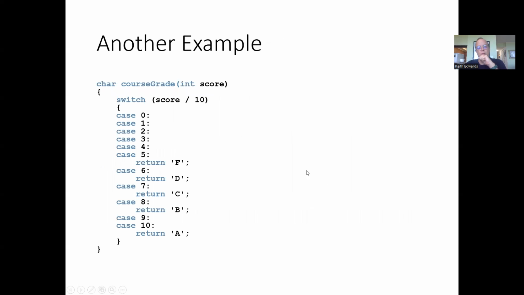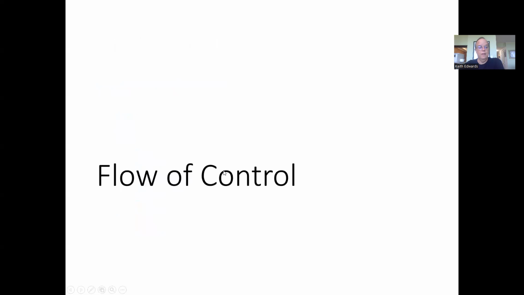Another example, this one's taken from Malik, will return a character for a course grade, and it will be based on the score passed in. It'll divide the score by 10, and basically 0 through 5 is going to return an F, 6 will return a D, 7 will return a C, 8 will return a B, and 9 and 10 will return an A. It might be good to have a default case in here, but this would cover most of what would be valid, assuming we passed a valid score.